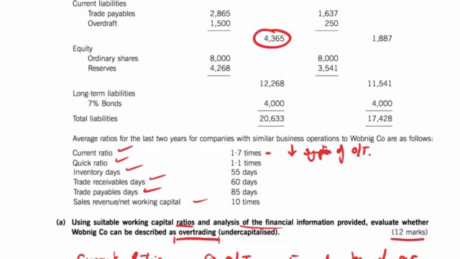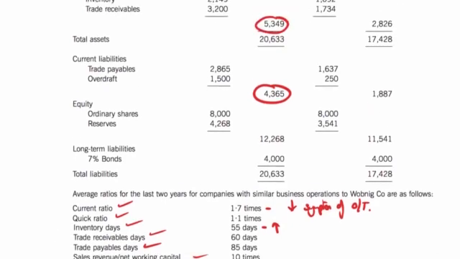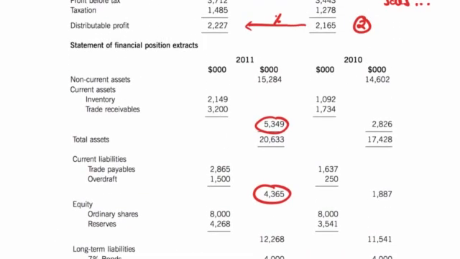Now let's have a look at inventory days. Inventory days 55. We would expect inventory days to be increasing. So let's go and have a look at inventory. You can see you could do this as well. The inventory days will have increased without me having to do it, but you could see that inventory has doubled by the looks of it, and yet revenue hasn't doubled. So I'd probably put that in as well. Okay, so that's another point, as well as working out the inventory days. Remember, inventory days would be inventory divided by cost of sales times 365.